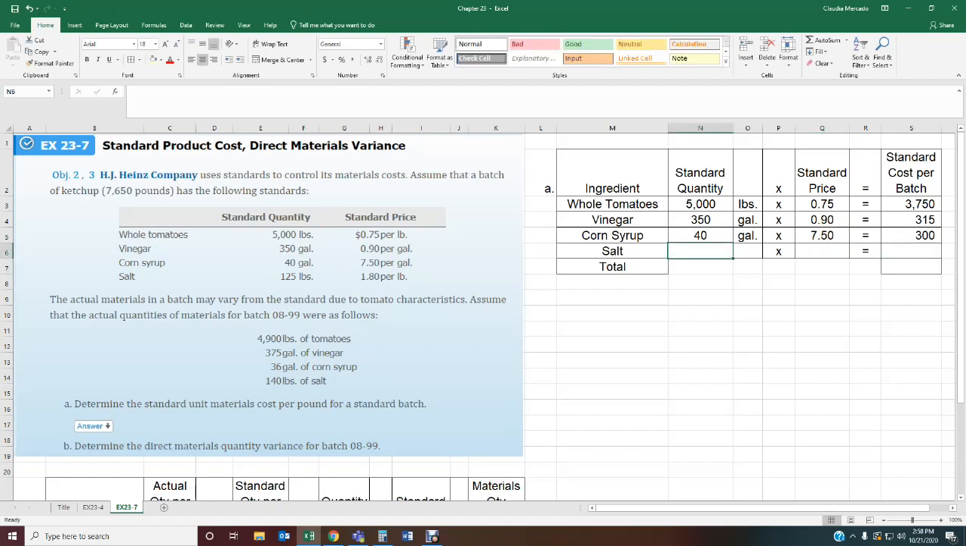Okay. And then last but not least, we have 125 pounds of salt. And the standard price for the salt is $1.80 per pound. So then that's going to give me 125 times $1.80. That's going to give me $225. Okay. Now I can get a total. How much am I going to spend in materials to produce this batch of ketchup? Well, I'm going to spend $4,590.